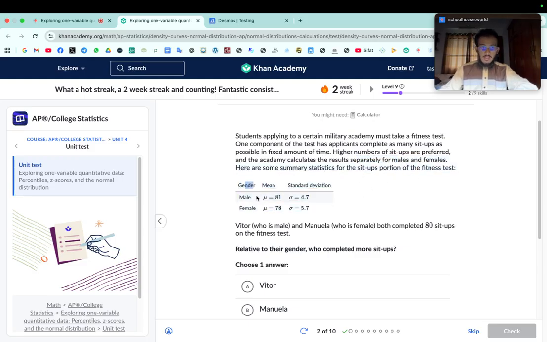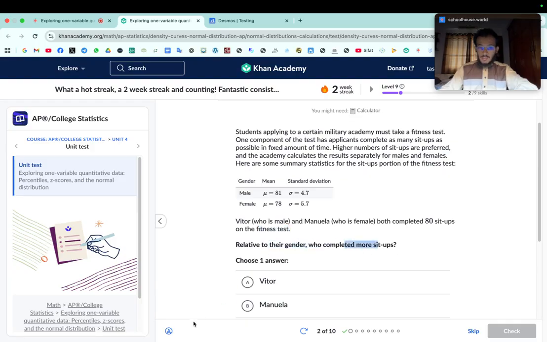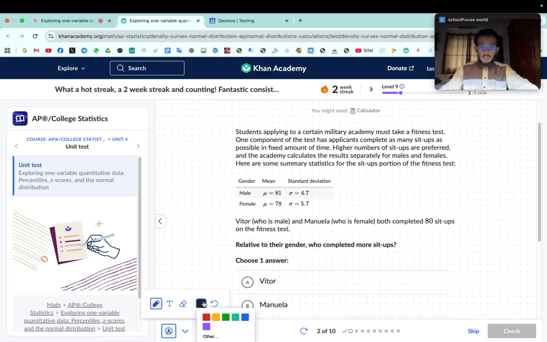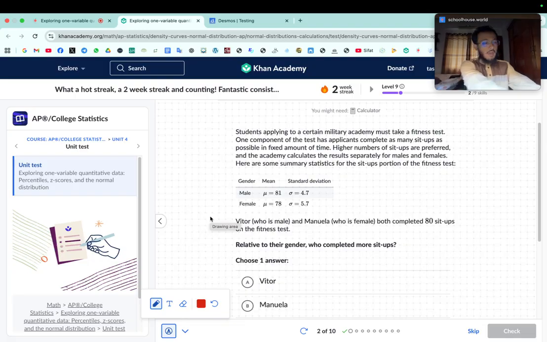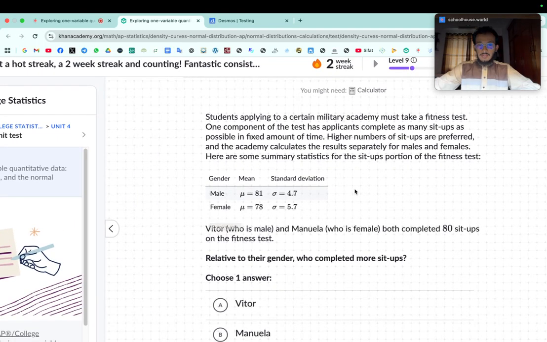So we have some data here, and Victor, who is a male, and Manuela, who is a female, both completed 80 sit-ups on the fitness test. Relative to the gender, who completed more sit-ups? Okay, so basically we have to find the z value for each of them and compare the z values, because z value is the one that allows us to have a fair comparison, by giving a sense of relative comparison.